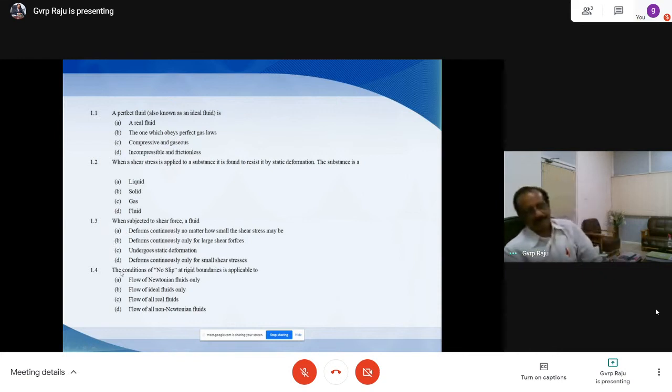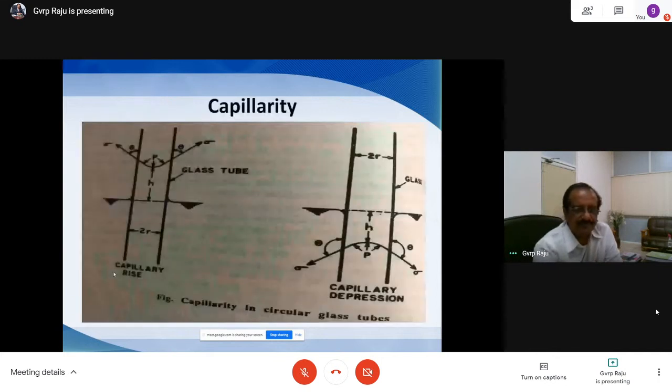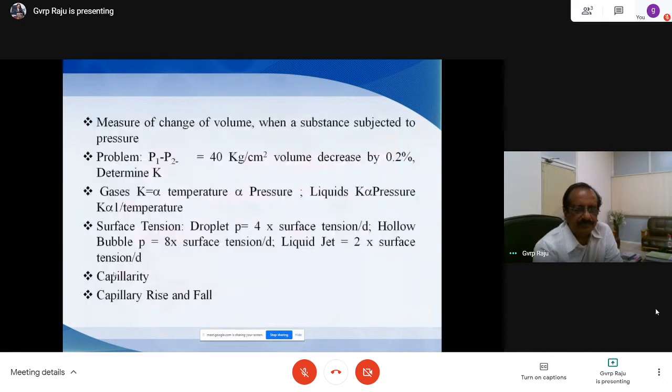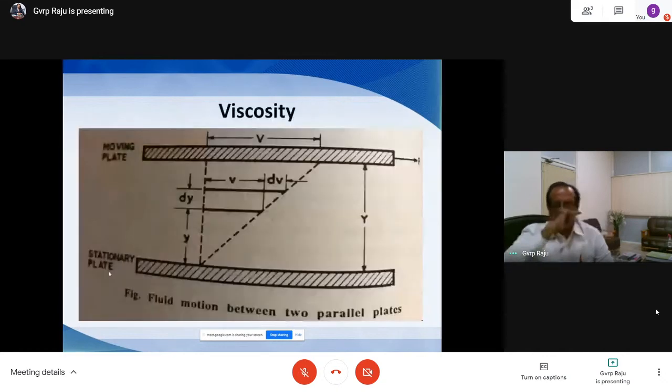1.4. The condition of no slip at rigid boundaries. So we have discussed the no slip condition. We have discussed the two parallel plates. If you remember the discussion, we discussed the two parallel plates. Both are rigid plates. He has mentioned rigid plate.